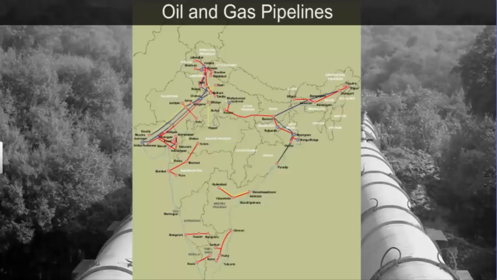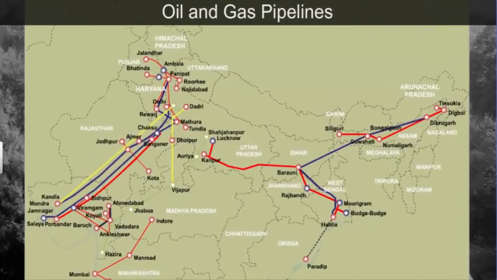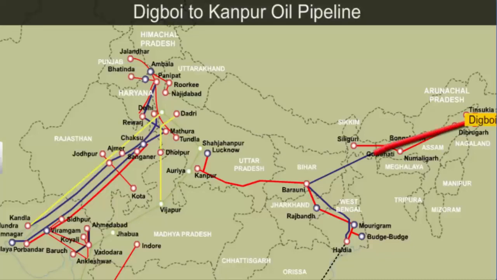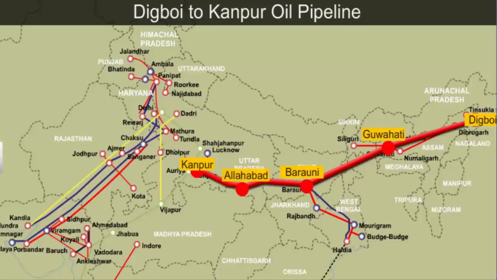There are three important gas and oil pipeline networks in India. An oil pipeline runs from the oil fields in Digboi in Assam to Kanpur in Uttar Pradesh via Guwahati, Barauni, and Allahabad. The main branches of this oil pipeline are Guwahati to Siliguri, Barauni to Haldia via Rajband, and Rajband to Maurigram.